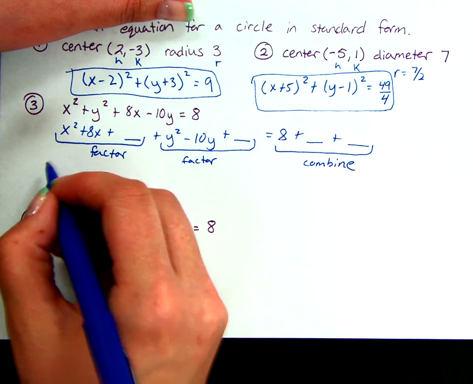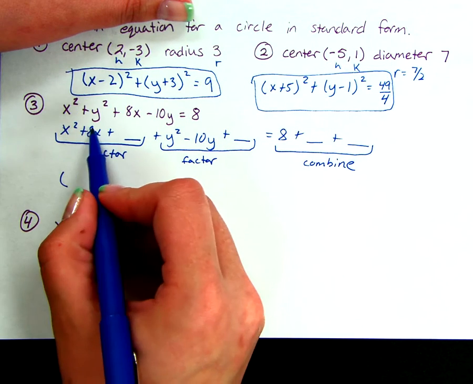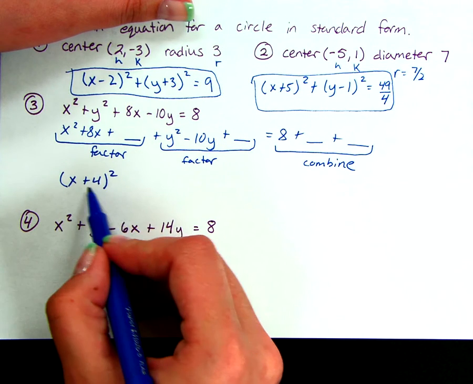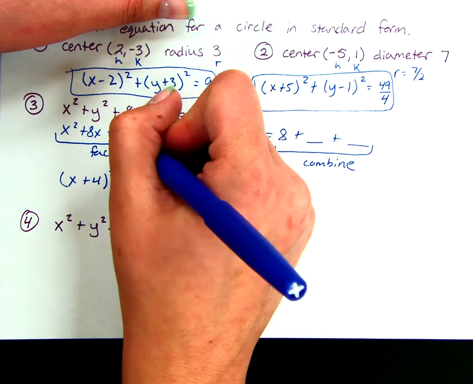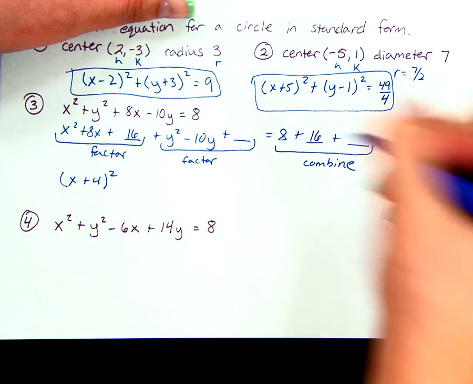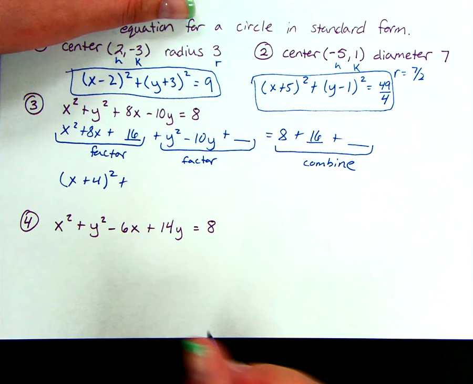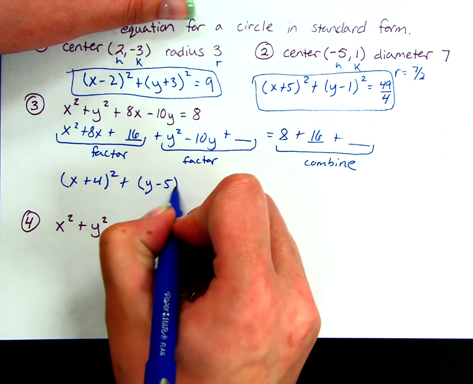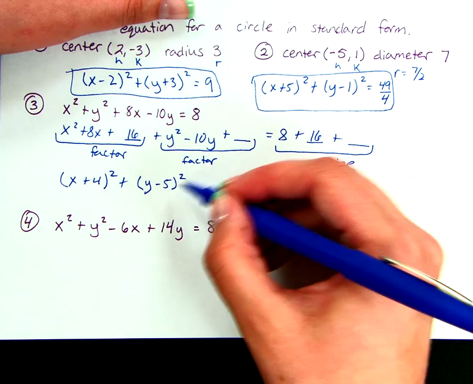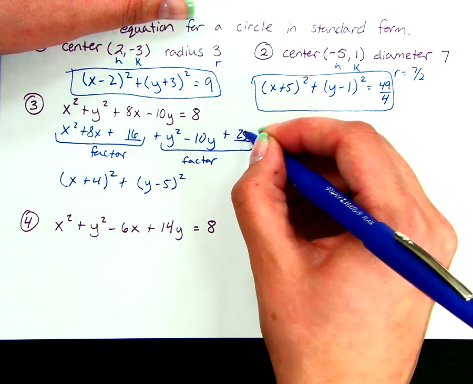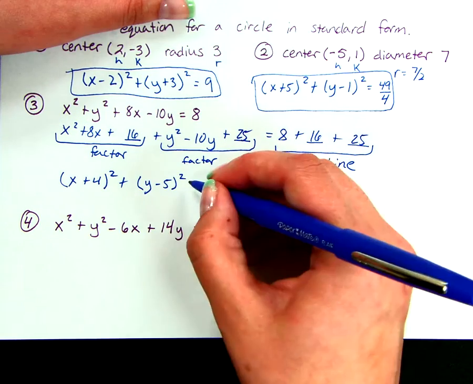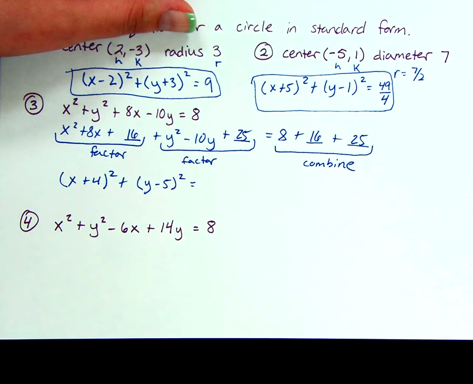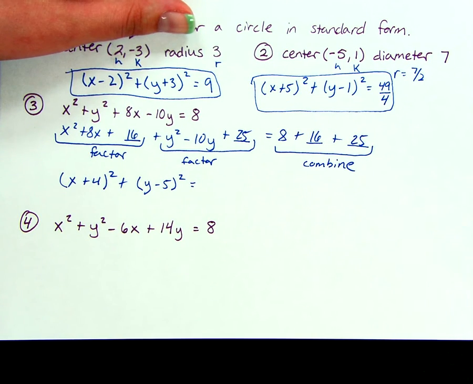When we factor, we take this number divided by 2, so 8 divided by 2 is 4, so (x + 4) squared. Whatever number we write here, we square it, so 4 squared is 16, and then we need a 16 on this side too. Same thing for the next group. -10 divided by 2 is -5, so (y - 5) squared. Then -5 squared is 25, and we also need a 25 on the right side. Again, we're just combining. So 8 plus 16 plus 25 is going to give us 49.